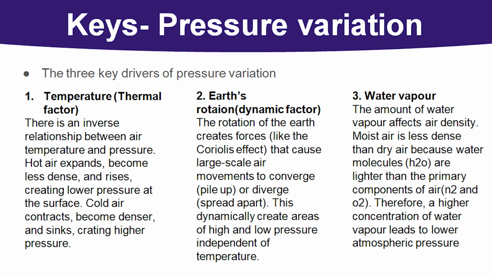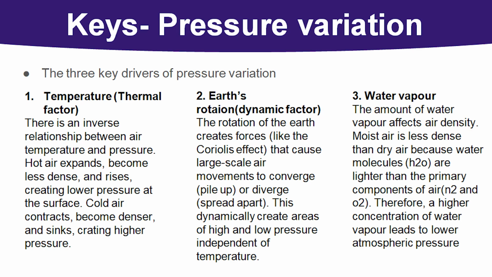Earth rotation. The rotation of the Earth creates forces like the Coriolis effect, okay, that cause large scale air movements to converge or diverge, that is, spread apart. So, these dynamically create areas of high and low pressure independent of temperature.